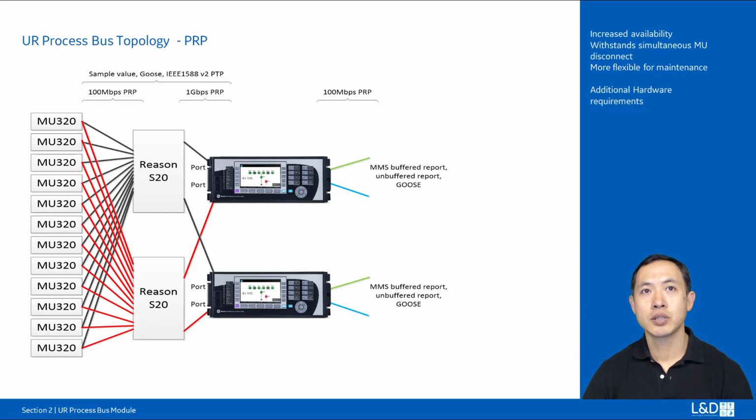The pros of PRP are increased availability, withstanding simultaneous MU disconnect, and more flexibility for maintenance. The cons are additional hardware required, like fiber cable and Ethernet switches. Later, we'll do one PRP configuration demo to show how this works with the UR relay.